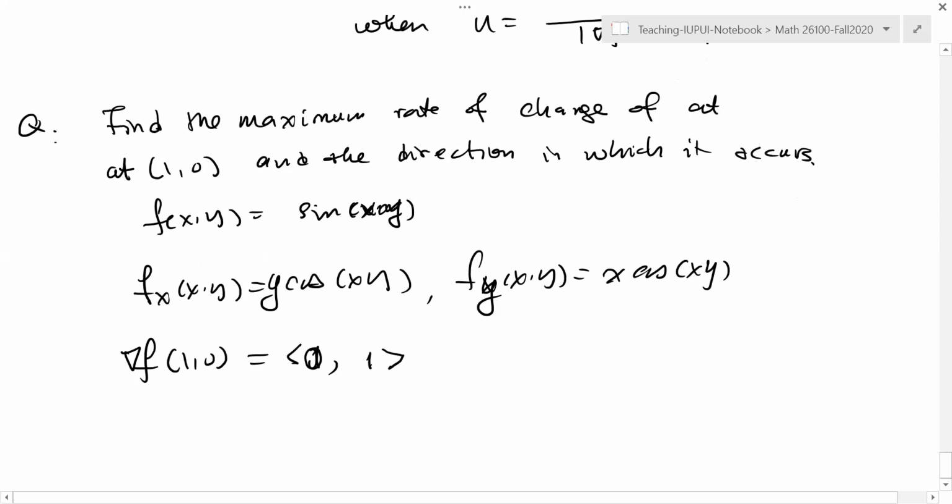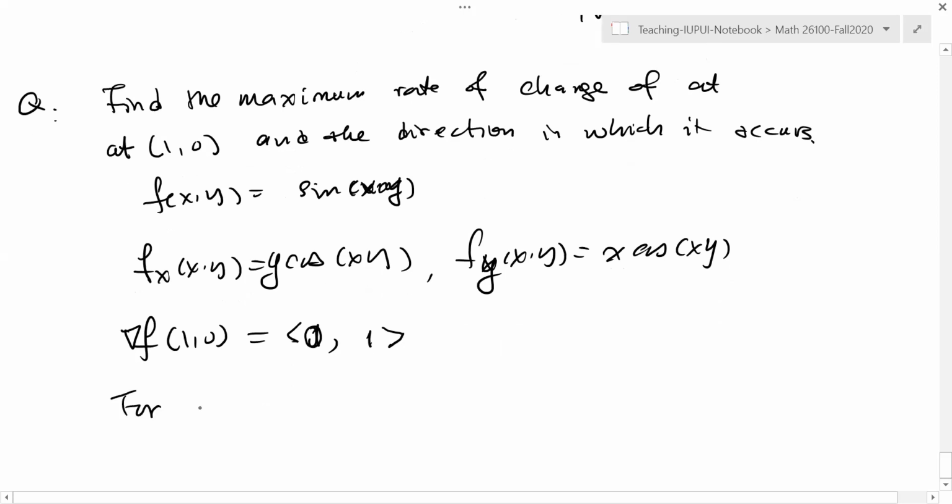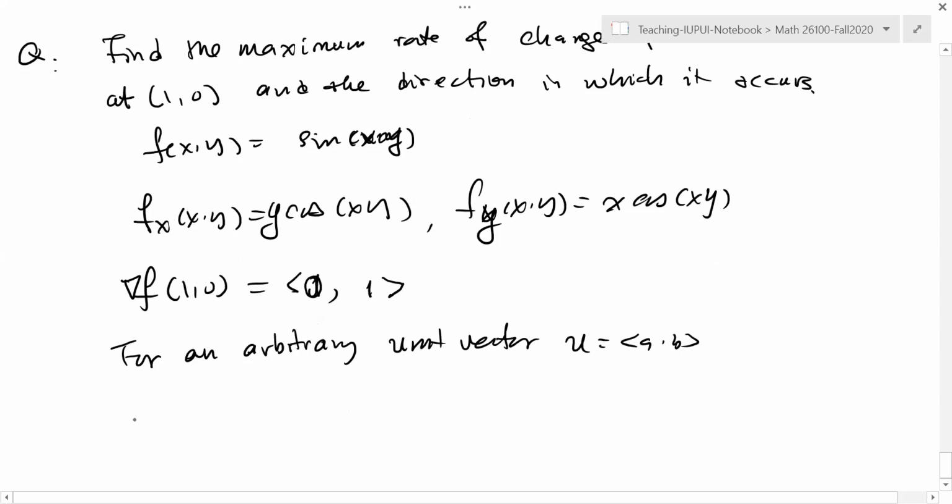And so for an arbitrary unit vector u, the directional derivative at that particular point is going to be (0, 1) dot (a, b). So it is just the variable b. The problem is, what is the maximum value?